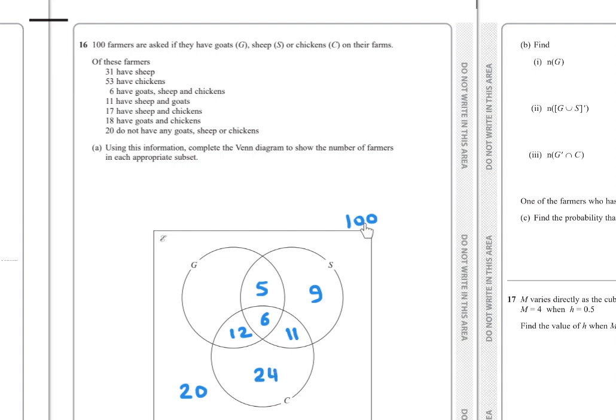Now the total number is 100. To find the number for goats only, subtract 100 minus all the others. It will be 13. So now we have completed the Venn diagram.